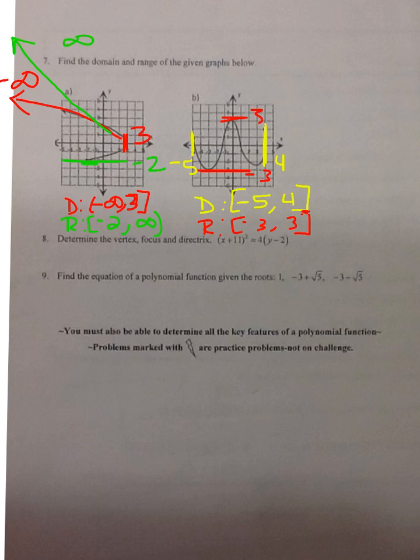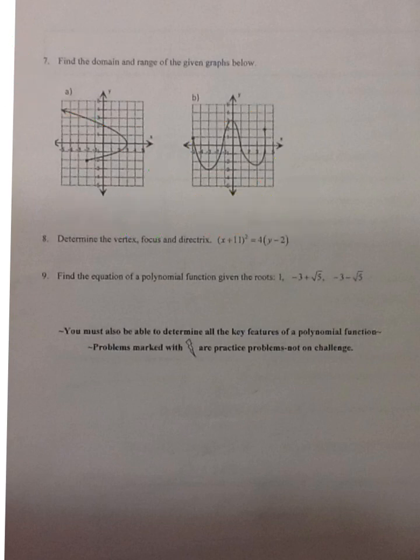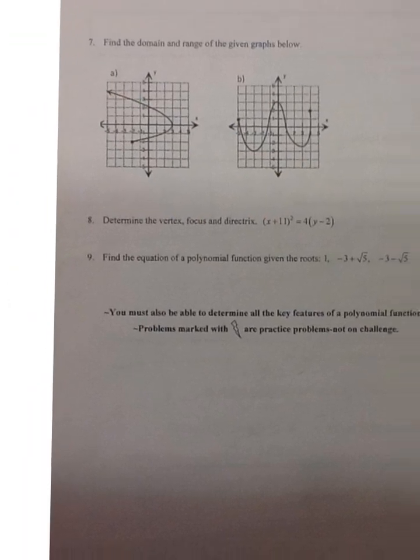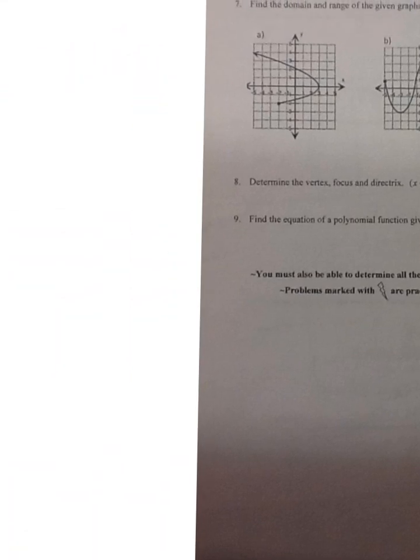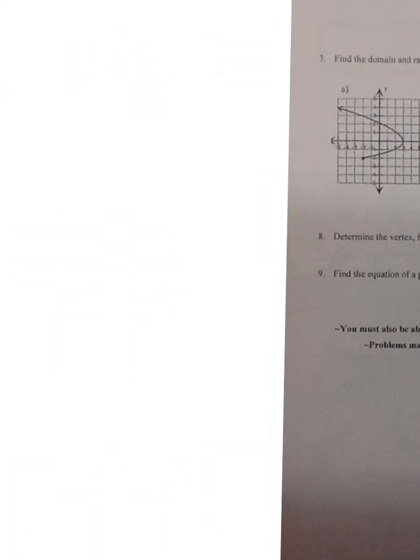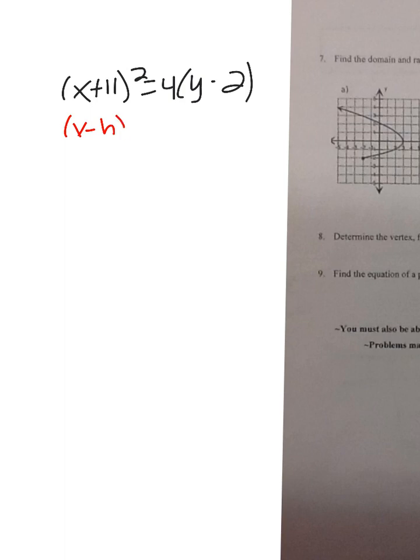Okay, so let's take a look at number 8. Number 8 is to find the focus and the directrix. I'm just going to rewrite this function over here. My function is x plus 11 squared equals 4 times y minus 2. Remember, the equation is x minus h squared equals 4p times y minus k. So my vertex for this function is negative 11, 2.